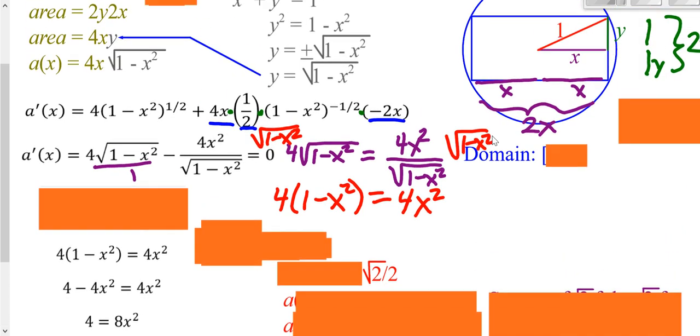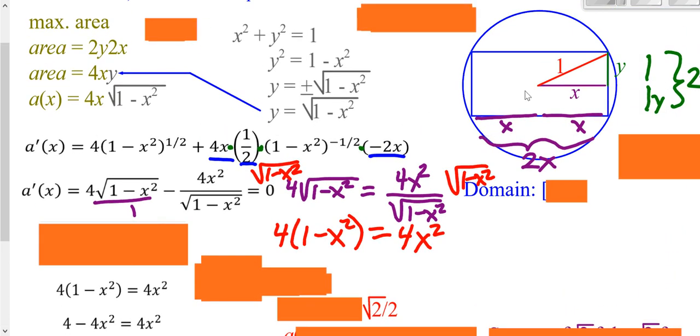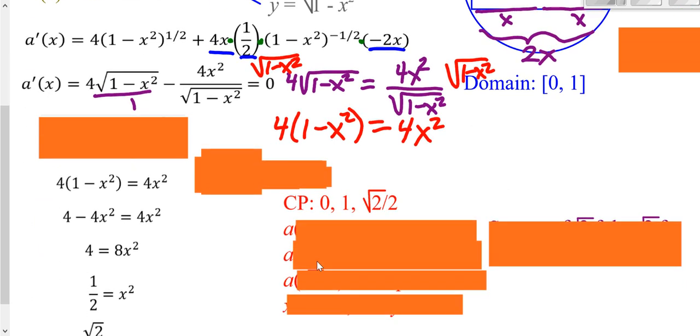What are the other critical points? Well, that would be the endpoints of my domain. Well, the smallest x could be would be 0. The biggest x could be, well, x could go all the way over to the edge of the circle, from the center to the edge of the circle. Remember, our radius was 1, so the biggest x could be would be 1.